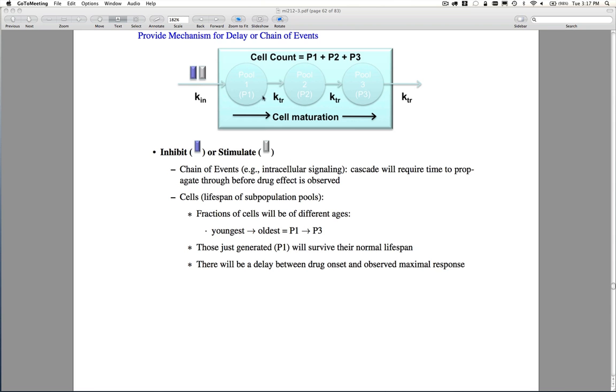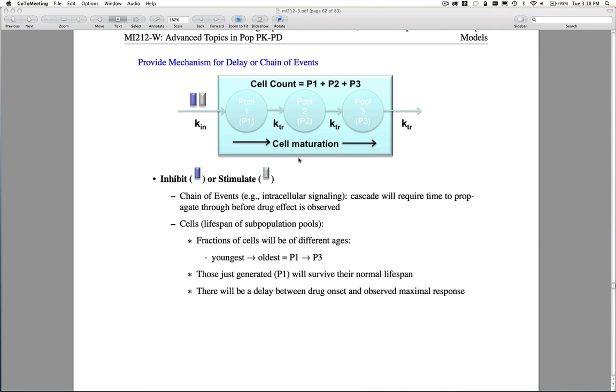But what that means is that before you see that peak effect, there's going to be that sort of delay or lag that it's going to take for each of these pools to get ramped up to either their maximum effect, or in the case of inhibition, to their minimum effect. And the length of time that it takes for them to get there is going to be driven by this first order process, K transit.